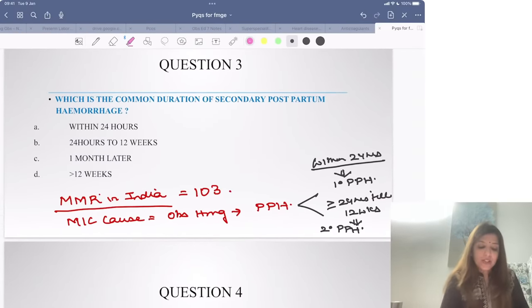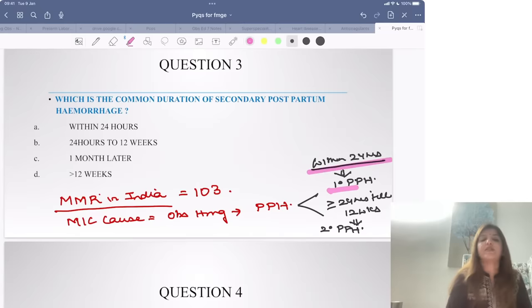Now, which is the common duration of secondary PPH? As I told you, PPH can be primary or secondary. If it is happening within 24 hours, it is primary. If it is happening after 24 hours but up till 12 weeks, it is secondary. So this was a very, very easy question. 24 hours to 12 weeks is secondary PPH.